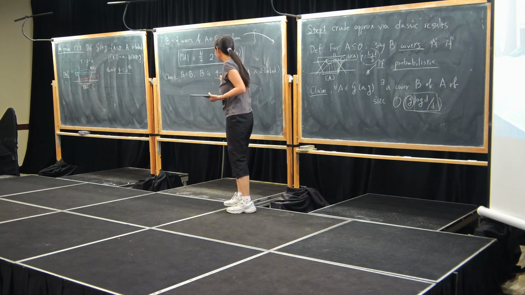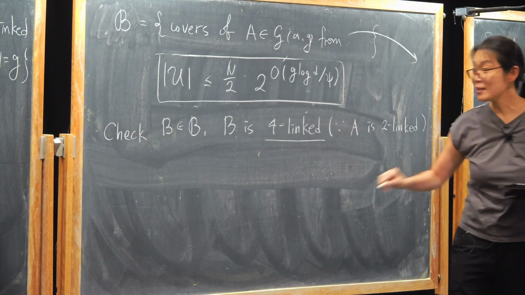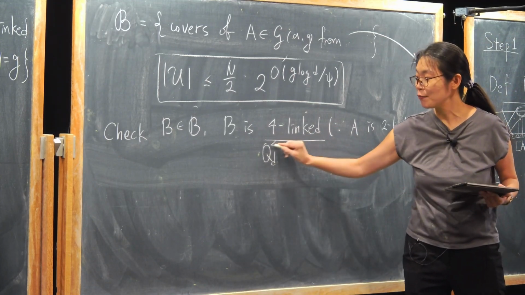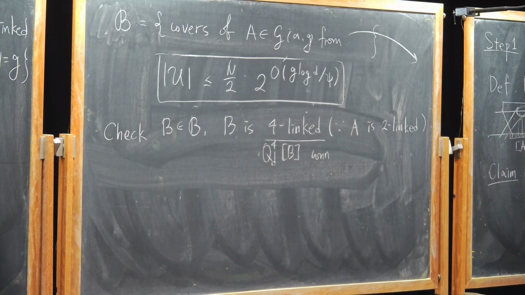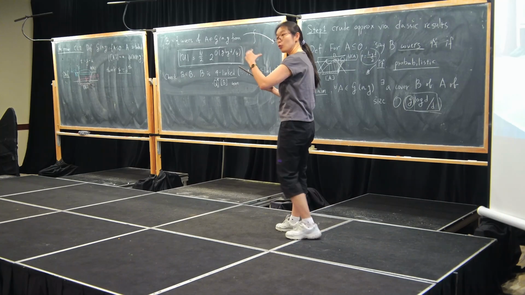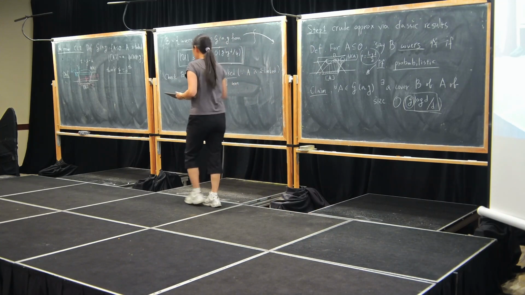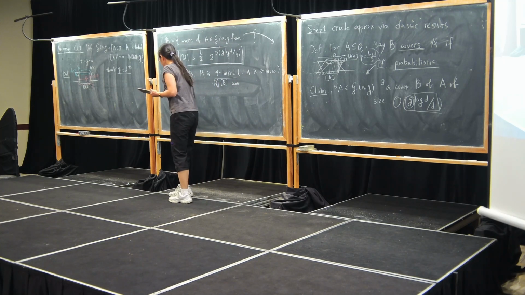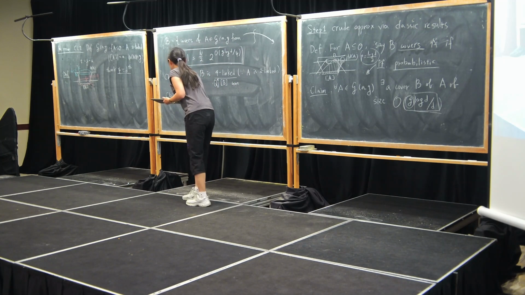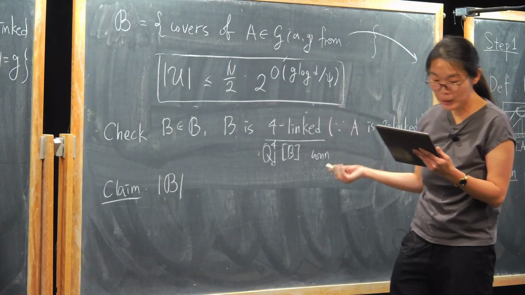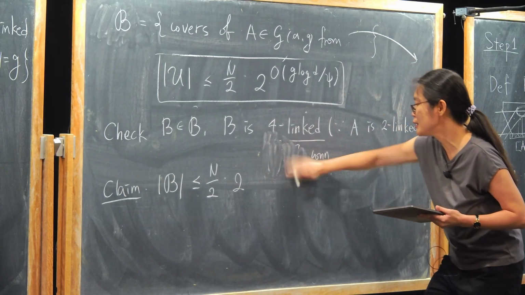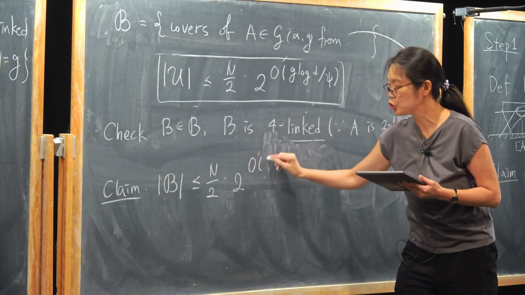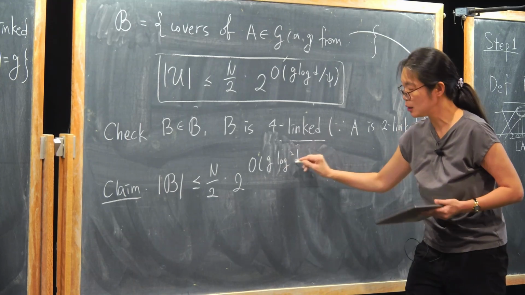By the way, do we know the definition of 4-linked? This means Q^D to the 4th induced by B is connected. So this just means B is more like nearby vertices; they are not far from each other. Based on this, we claim that the size of the collection B is at most n/2 times 2 to the big O of (log squared D over D).